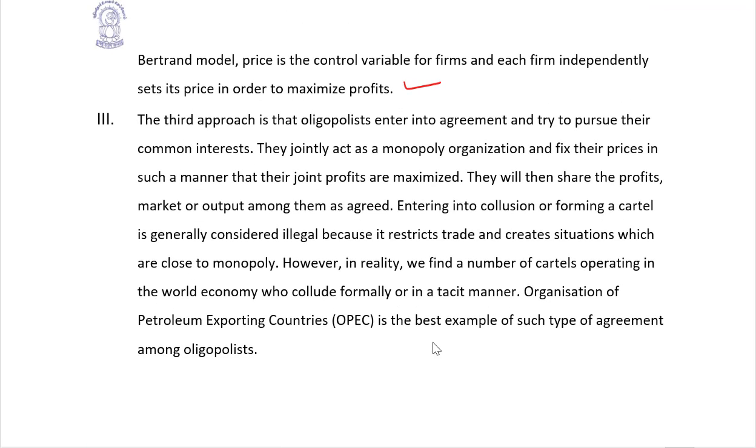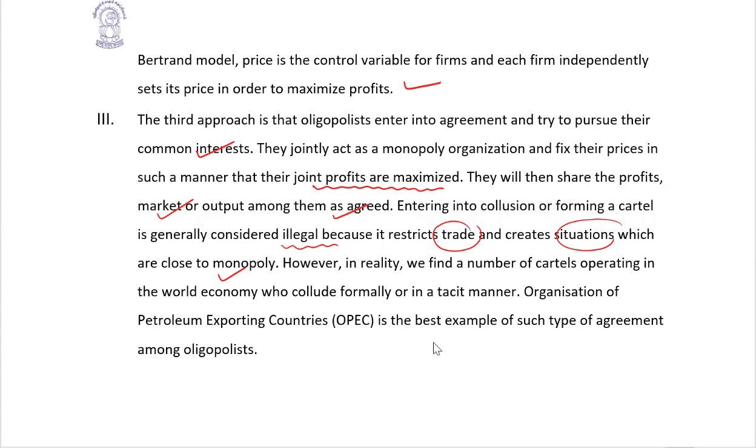Let's see the third approach. The third approach is that oligopolists enter into agreement and try to pursue their common interest. They jointly act as a monopoly organization and fix their prices in such a manner that their joint profits are maximized. They will then share the profits, market, and output among them as agreed. Entering into collusion and forming a cartel is generally considered illegal because it restricts trade as well as creates a situation very close to monopoly.